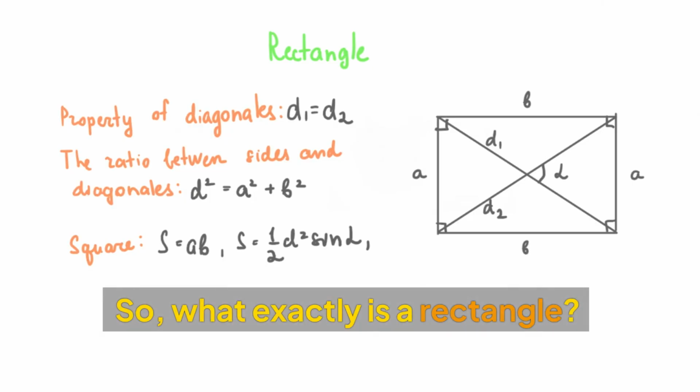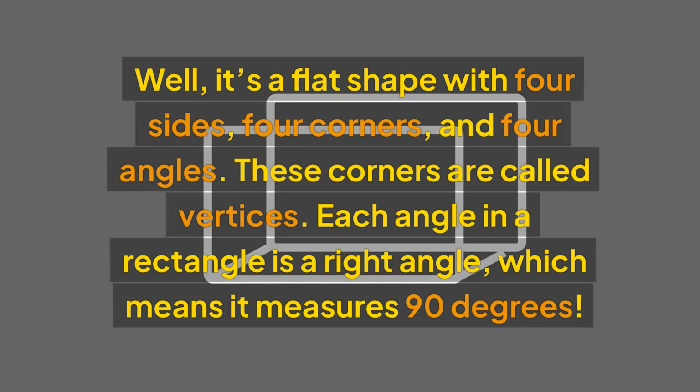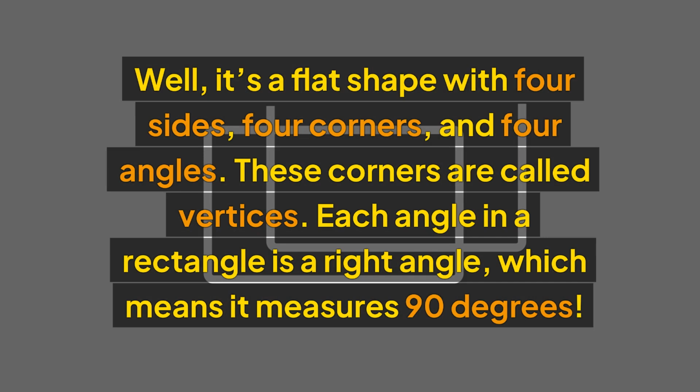So, what exactly is a rectangle? Well, it's a flat shape with 4 sides, 4 corners, and 4 angles. These corners are called vertices. Each angle in a rectangle is a right angle, which means it measures 90 degrees.